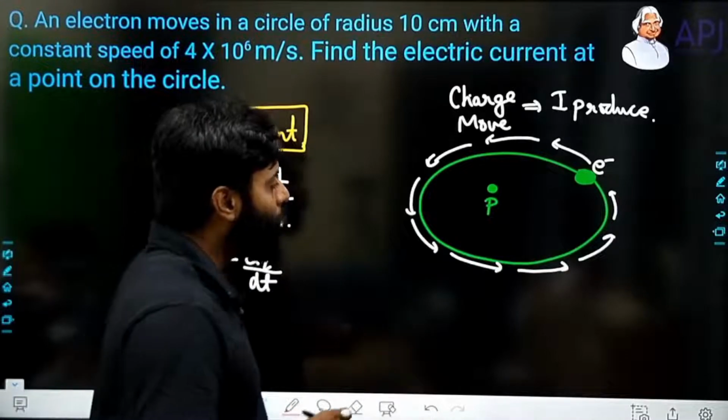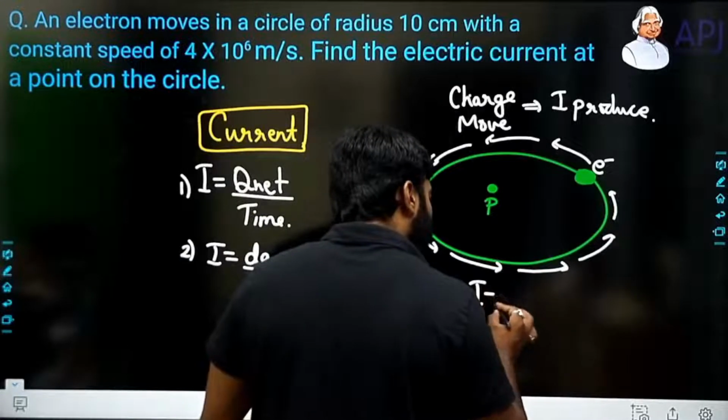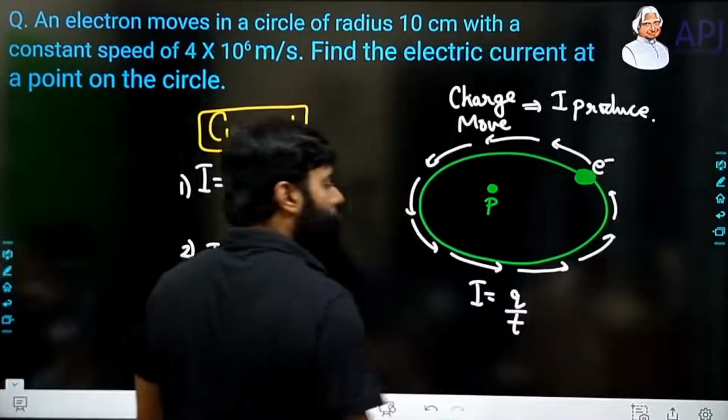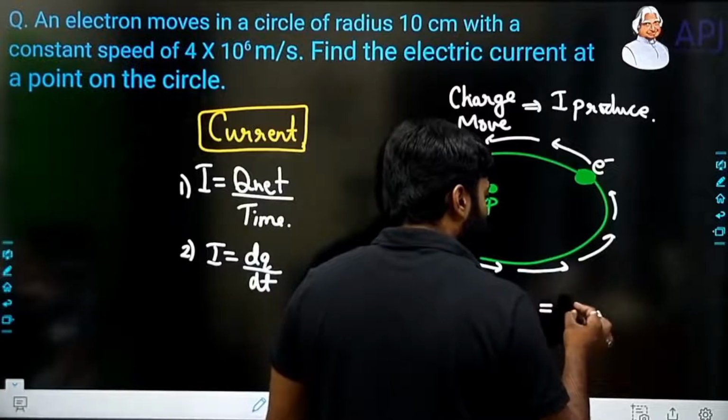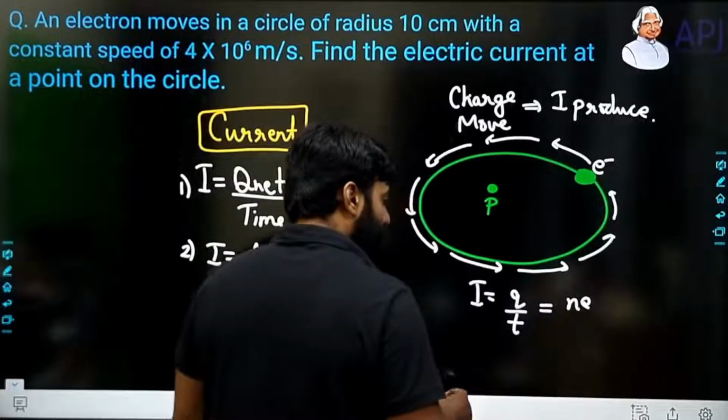And what will be the value of current? We know that the current formula will be Q by T only. And Q, we know, will be ne, where e means the quantization of charge.